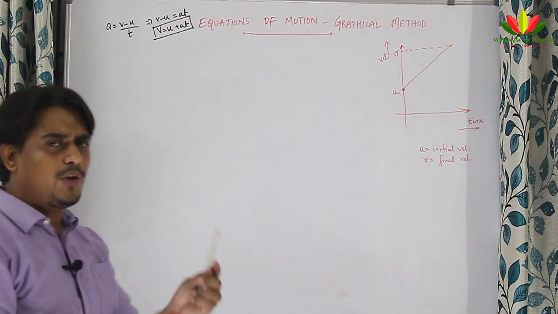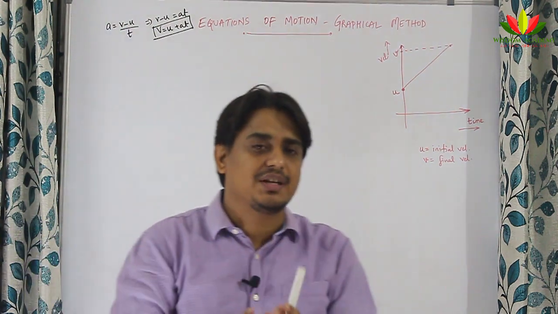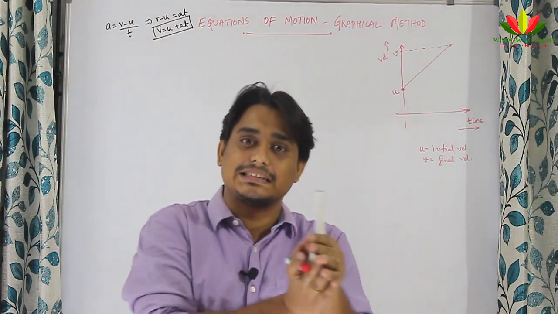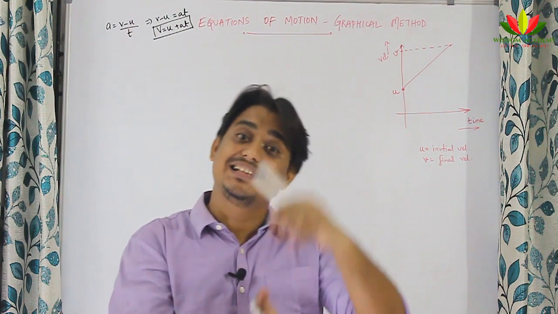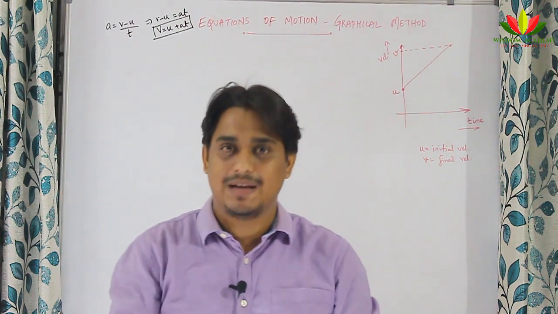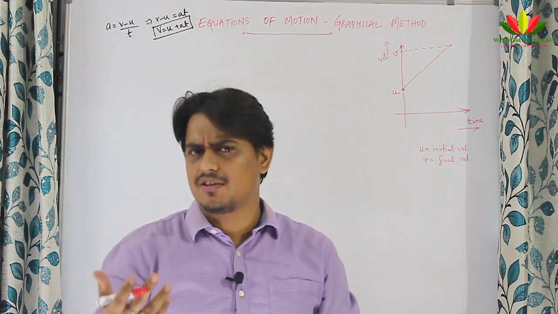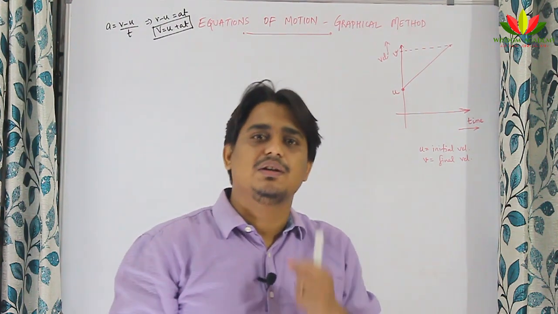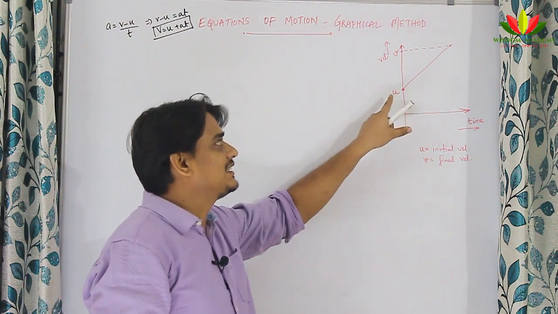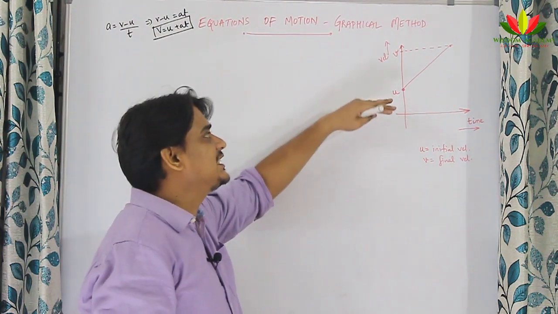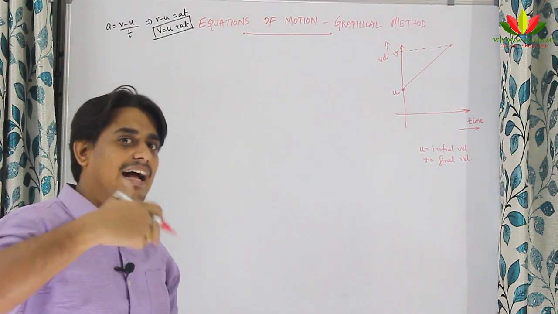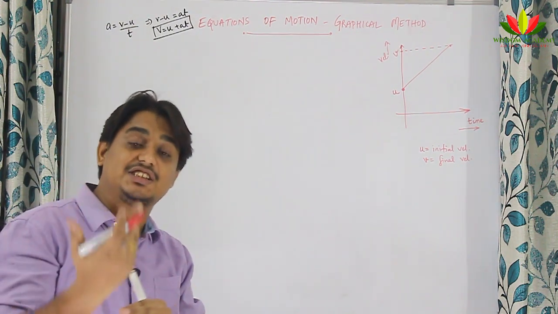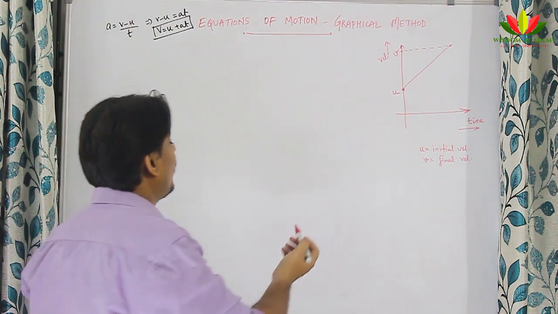Now tell me, when any object wants to increase its velocity, how will it do so? By acceleration. Can you increase the velocity without acceleration? Not possible. There is definitely some acceleration. That's why the velocity has increased from u and reached the value v, isn't it? So it is having acceleration. Since the velocity is changing, it is an example of non-uniform motion.